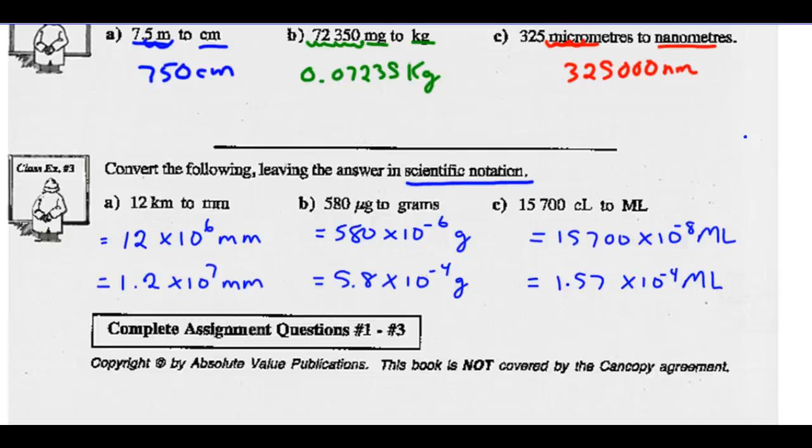And finally, 15,700 centiliters. You're moving that to megaliters. So you'd move that 8 spots to the left, so that's times 10 to the negative 8. And then correct scientific notation, 1.57 times 10 to the negative 4. All right.